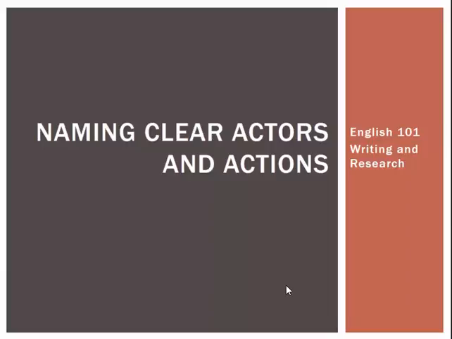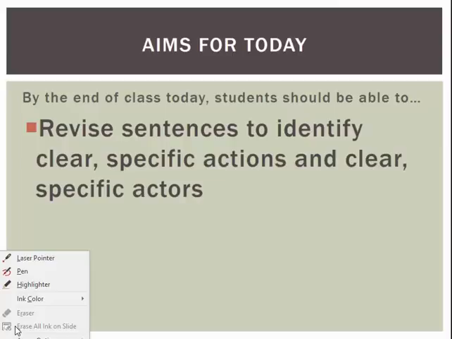This is a sort of review and expansion of what you learned in lesson 3 from our textbook, Style. So I'm hoping that what I offer here is going to take the things you learned in Style and explain them in different words, and maybe clearer words for you, and we'll work through a few examples together. The point of this lesson is to help you revise sentences to identify clear, specific actions and clear, specific actors.